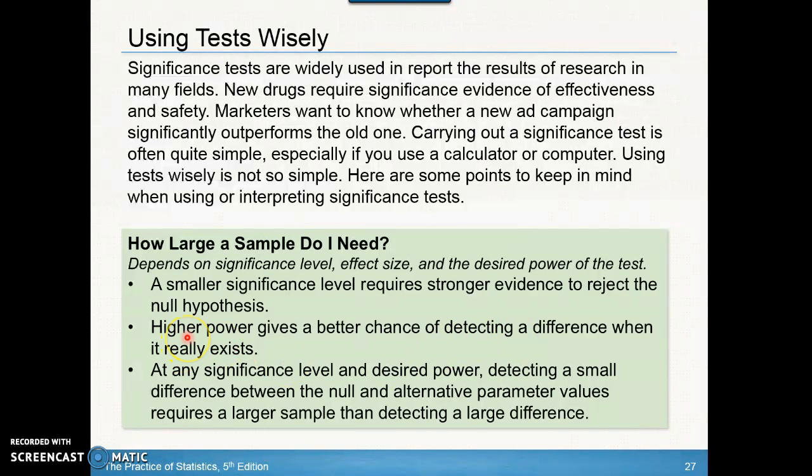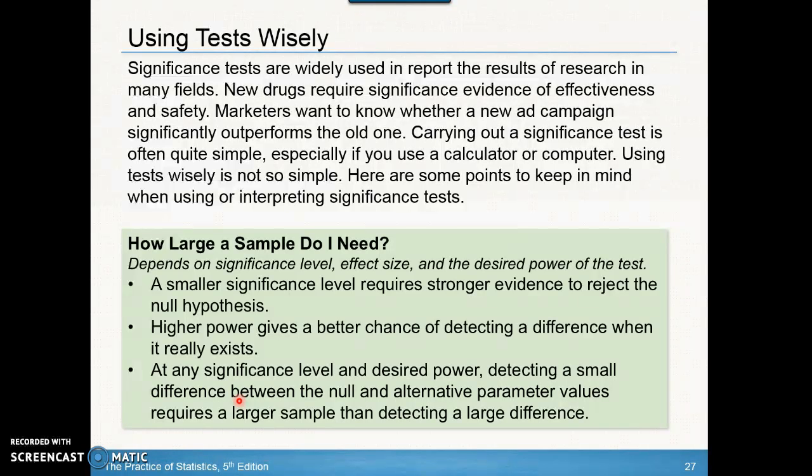So remember, power is the ability to reject the null when we need to. If you have a higher power, if there is a difference, then we'll actually be able to detect it and reject the null. At any significance level or desired power, detecting a small difference between the null and alternative requires a larger sample than detecting a large difference. So if there's a huge difference between the null and alternative, then the sample size doesn't need to be as big because it's going to be obvious.